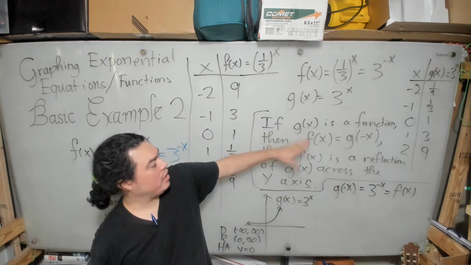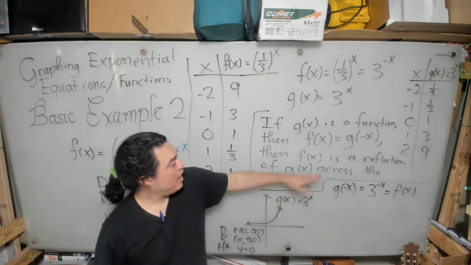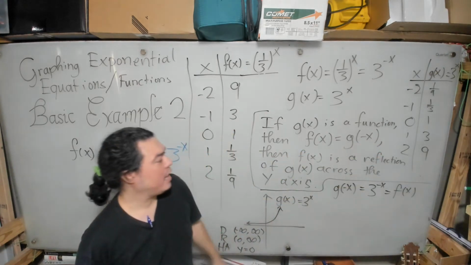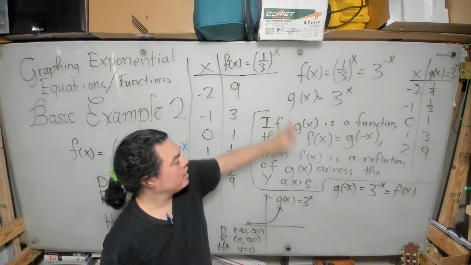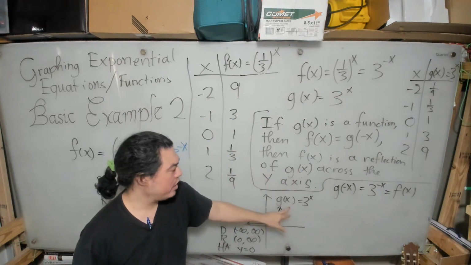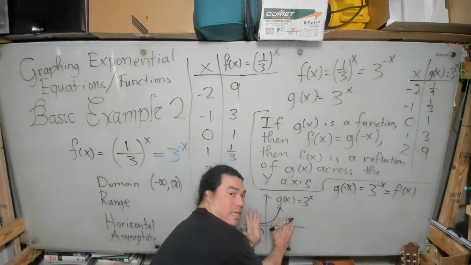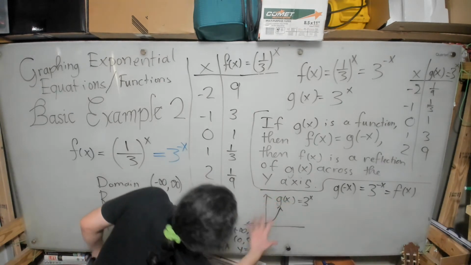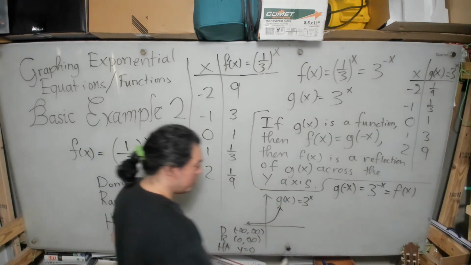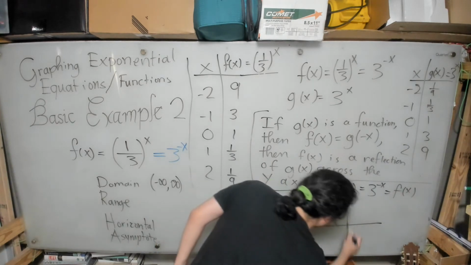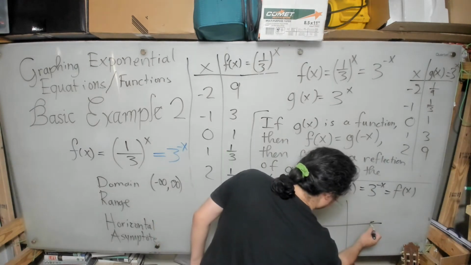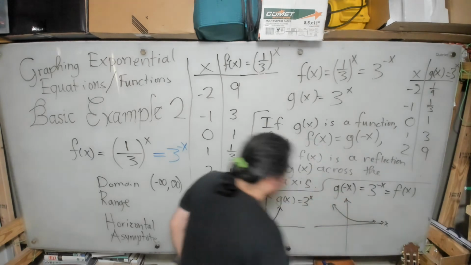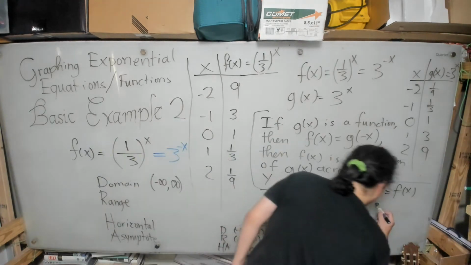That is to say that in this case, our g of x is 3 to the x, and I've now written f of x as g of negative x. And so f, this original function of interest to us, is the reflection of g of x, the 3 to the x, across the y-axis. What does that mean? That means that if I take this as a sheet of paper and I flip it, not upside down, but like this, then I'm going to get the reflection across the y-axis. And so that means that the graph of this function is going to look like this. So this is my f of x.